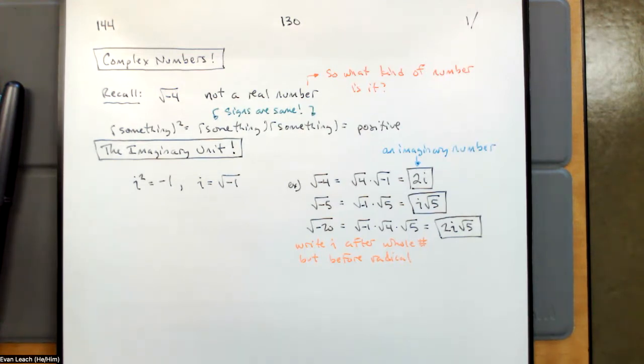So now we've got these two kinds of numbers. We've got imaginary numbers and we've got real numbers. If we combine the two, that's where we get complex numbers.